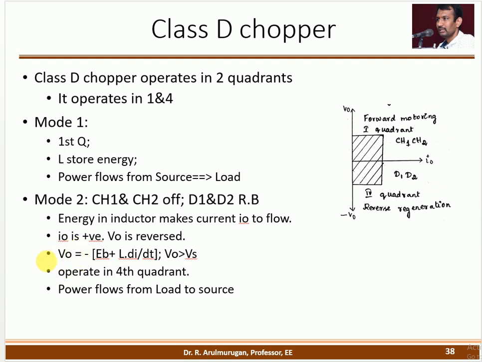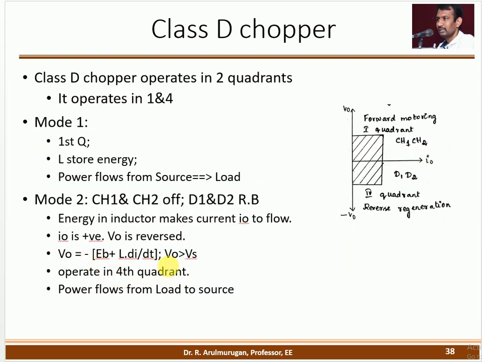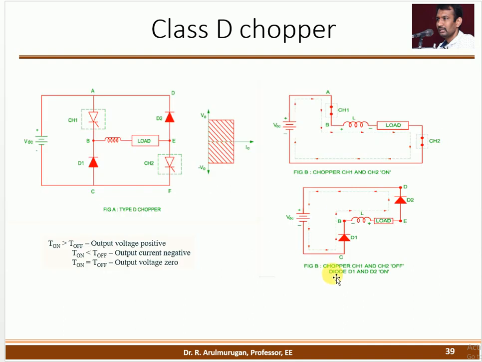Okay, so V naught, the output voltage. What about the output voltage? It is minus EB plus L di/dt, so the inductance energy plus the back EMF. It will compare with that one. Okay, it is in the opposite direction, so that's why it is negative. Okay, so negative of that. So power flows from the load to the source.